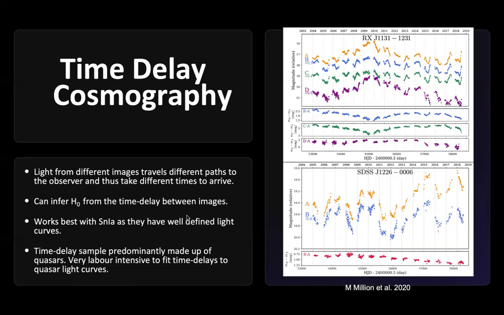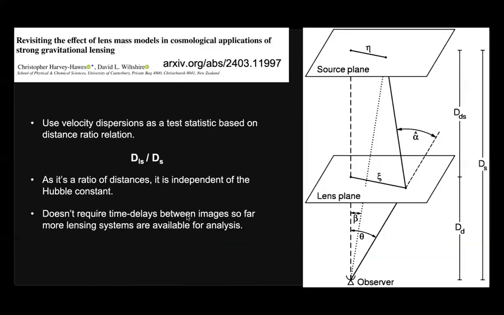Now, for supernovae, it's very easy because they have very well-defined light curves. But for quasars, it's quite difficult. COSMOGRAIL, the collaboration that measured these things, took years to get time delays for several, maybe like 18 or so quasars. And whilst that is improving, and we are shortening that time, it's still very labor intensive. And this kind of motivates my work.